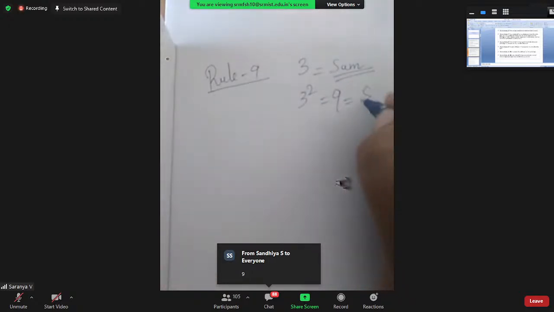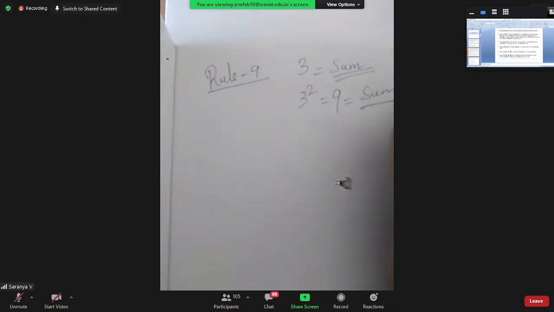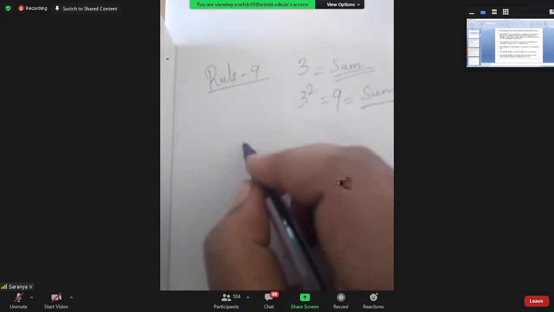Yes, the same rule. You have to find the sum. If the sum is divisible by 9, not by 3, if the sum is divisible by 9, we can say that the number will be divisible by 9. Okay, we'll check.